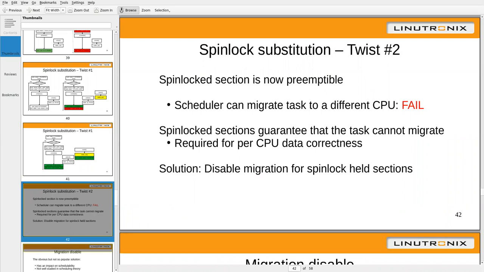But now we have preemptible spin locks. Great, hooray. But here comes the next issue. Once it is preemptible, the scheduler can migrate a task to a different CPU, which is a failure. Because spin lock sections guarantee that a task cannot migrate, which is required for CPU data correctness, because the semantic properties of spin locks in the non-real-time kernel guarantee that, and we have to guarantee that as well on RT. So the solution for this was to prevent or disable migration to different CPUs for spin lock held sections.